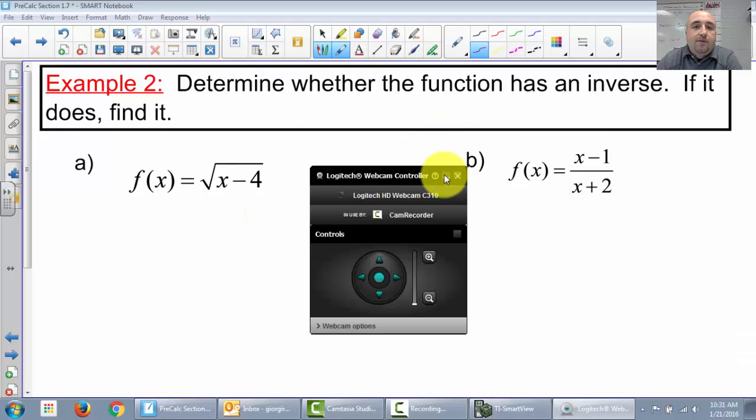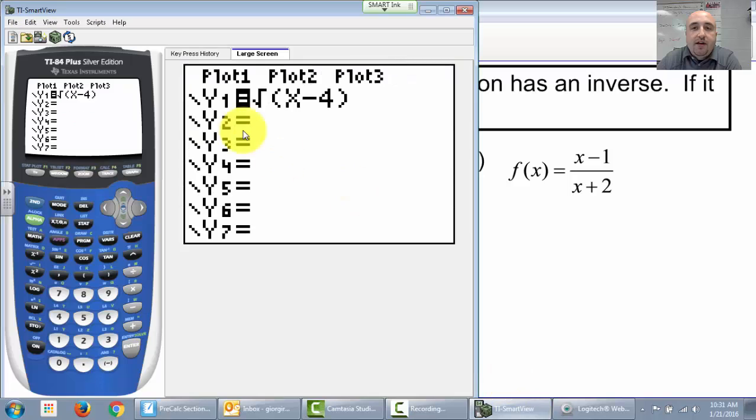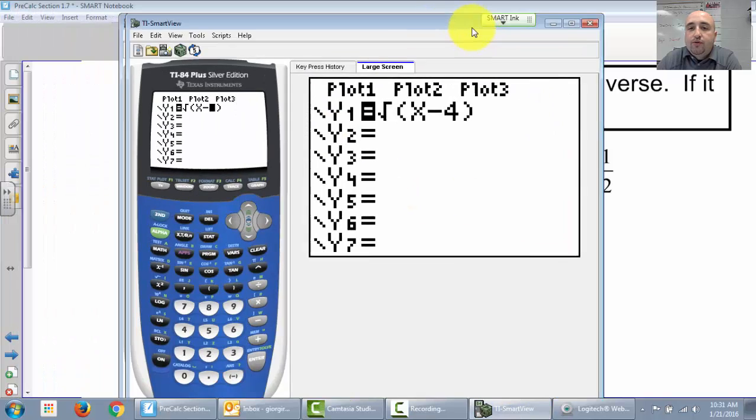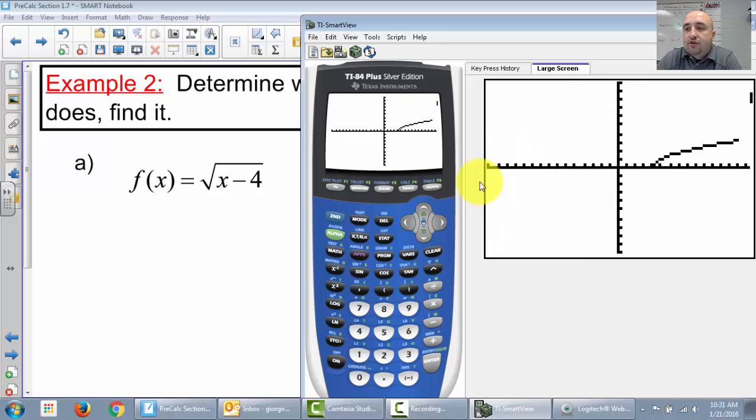All right, so we're going to look at these examples. Determine whether the function has an inverse. If it does, find it. So here's our first equation: y equals the square root of x minus 4. I've typed that into my calculator. Let's graph it. Does it pass the horizontal line test?